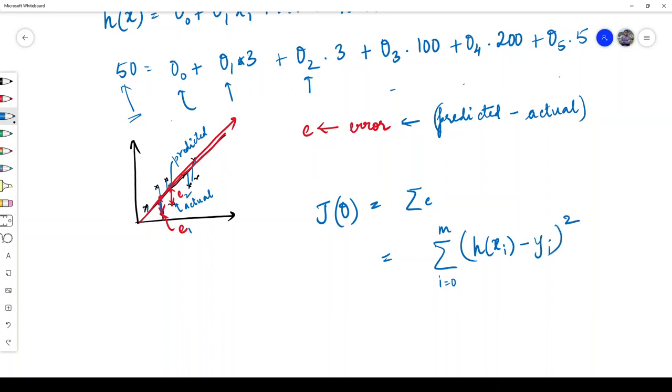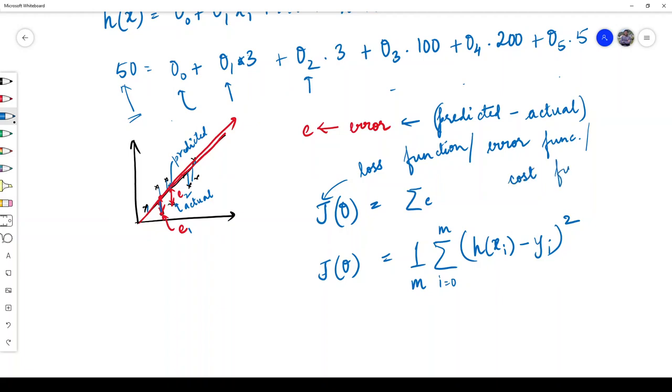But the issue with squaring is that it gives you a huge value. So what people do is take an average. And what you can see here is popularly known as J of theta, a popular notation. This is the loss function, as I mentioned. Loss or error function, also known as cost function. Just various names which are given.